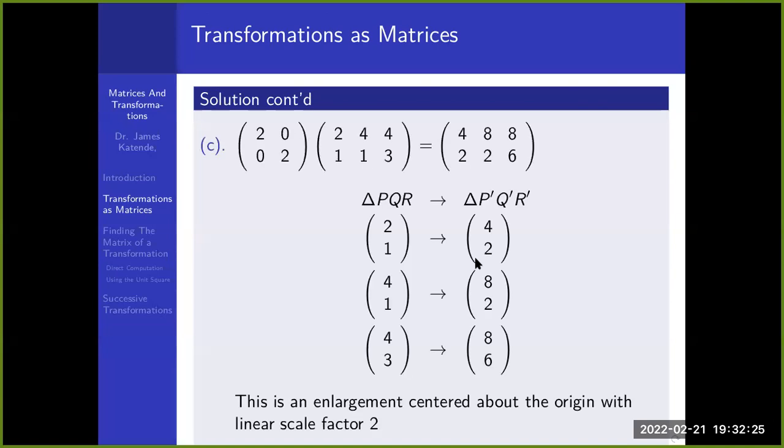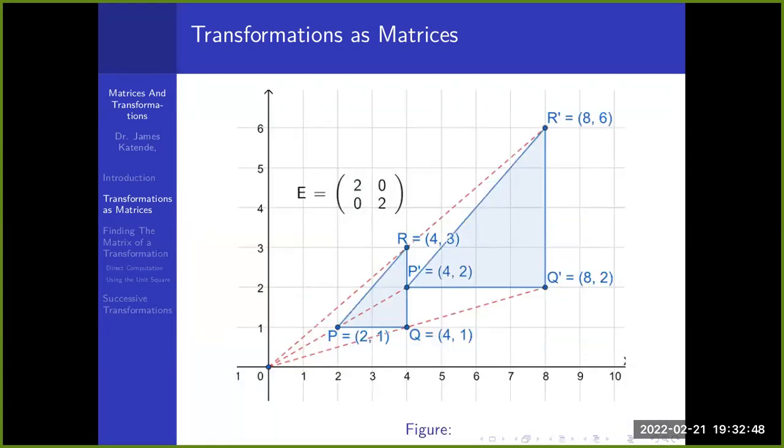So the last example was this matrix 2, 2, 2, 0, 0, 2. When you apply that to our triangle, this is what we get as the image. 2, 1 is sent to 4, 2, 4, 1 is sent to 8, 2, and 4, 3 is sent to 8, 6. And if we look at the diagram that follows, we'll observe that it's actually an enlargement centered at the origin and scale factor 2.